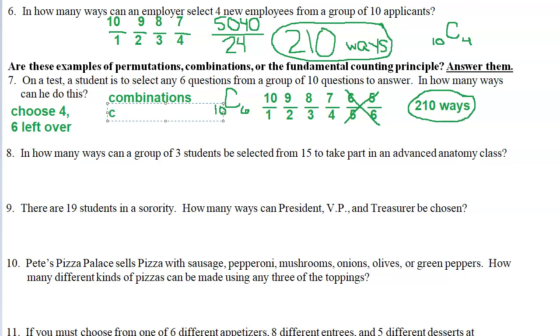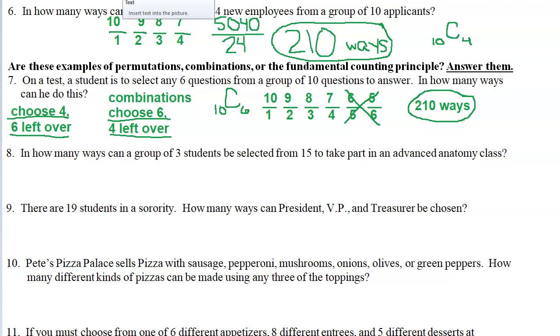If you choose 6, there will be 4 left over. So when you are doing a combination of choosing 4, where there are 6 left over, and doing a combination of choosing 6 and having 4 left over, no matter how you break it up, aren't you making a group of 4 and a group of 6? That's why the answer always comes out the same.